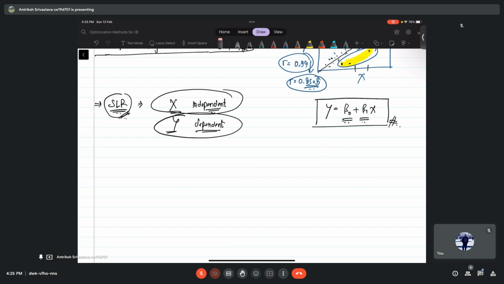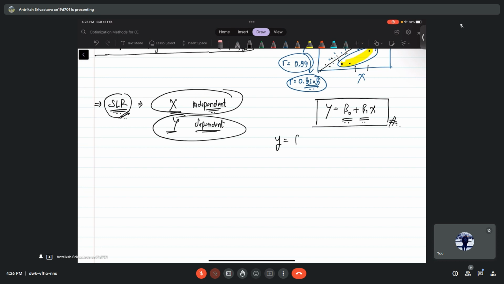Okay, so what is beta naught? Beta naught is the inherent property, you can say, of the dependent variable, and the important thing is beta 1. Beta 1 represents the rate of change of y per unit change of x. So if it is only a single variable, then it represents the rate of change of y per unit change of x.